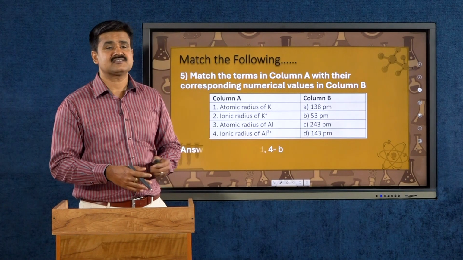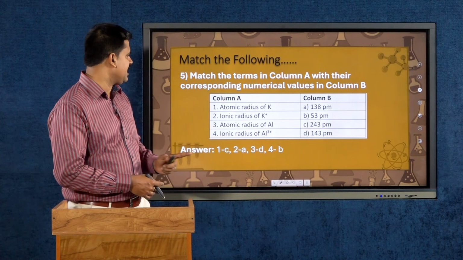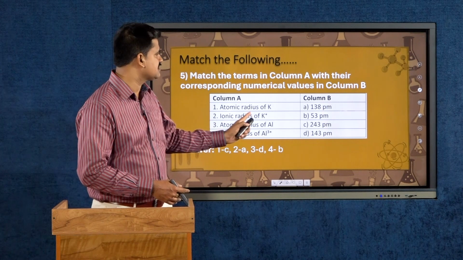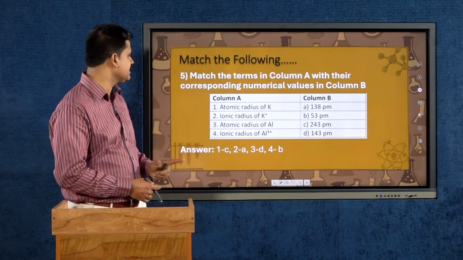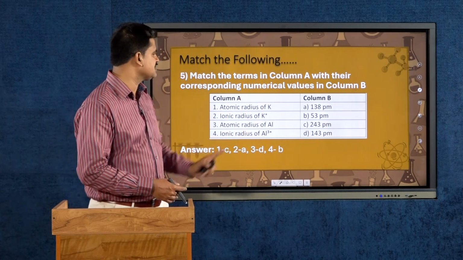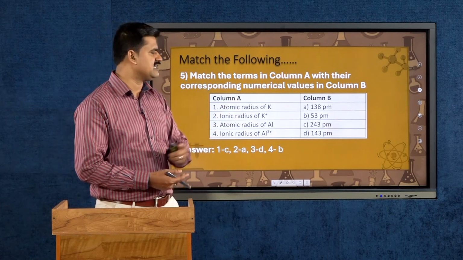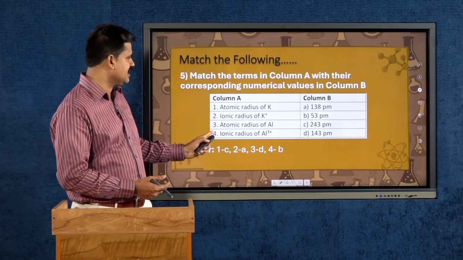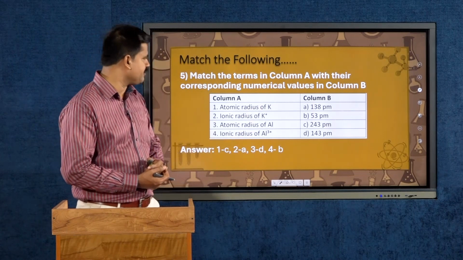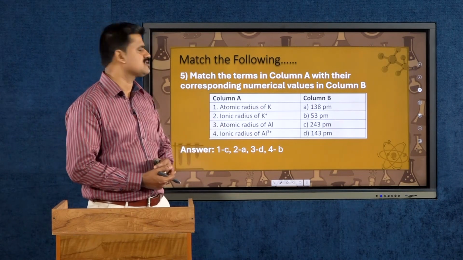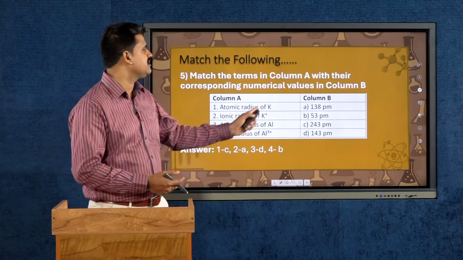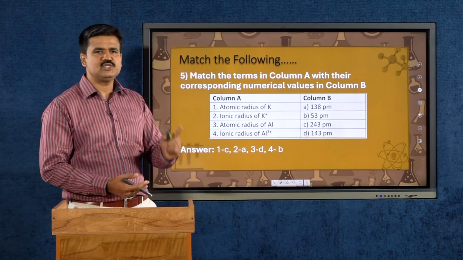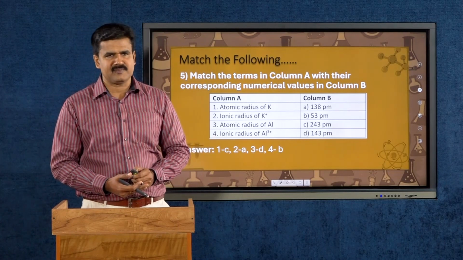Based on these arguments, we arrive at the final answer: for potassium, the atomic radius is 243 picometer. For K+, the ionic radius is 138 picometer, and the atomic radius of aluminum is 143 picometer, and the ionic radius of Al3+ is the least, and that is 53 picometer. So, your option is 1C, 2A, 3D and 4B.